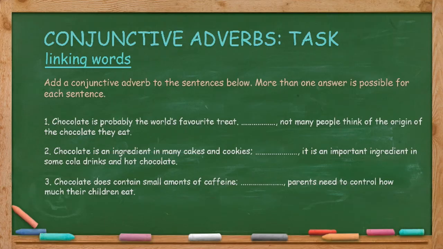Here are the answers. Number 1. Chocolate is probably the world's favorite treat. However, not many people think of the origin of the chocolate they eat. 2. Chocolate is an ingredient in many cakes and cookies. Moreover, it is an important ingredient in some cola drinks and hot chocolate. 3. Chocolate does contain small amounts of caffeine. Therefore, parents need to control how much their children eat.